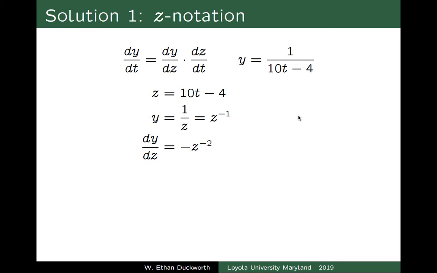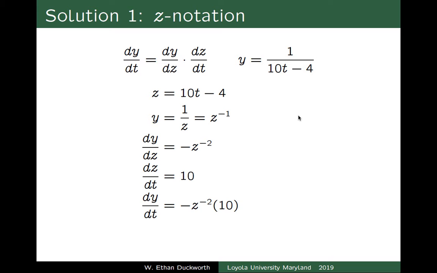Okay, and now let's take the derivative of the formula for z. So the derivative of 10t minus 4. And that's just 10. That's the slope of the line 10t minus 4. Or you can use the derivative rules to find out that it's 10. Okay, so those last two formulas we should now multiply together because that's what the chain rule says. So it'll be negative z to the negative 2 times 10.